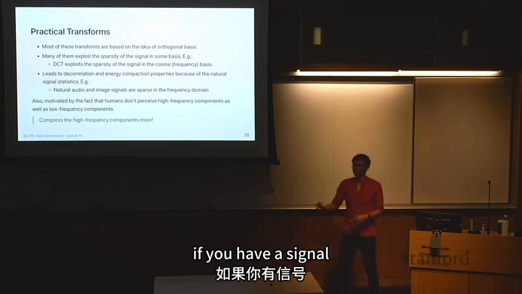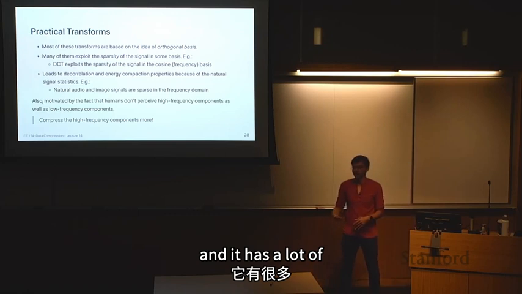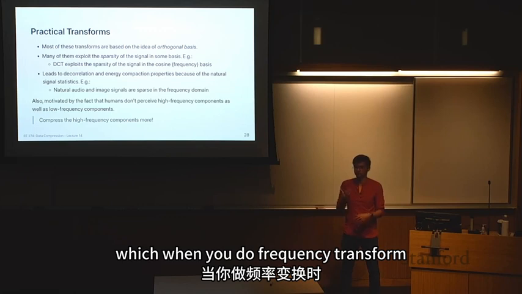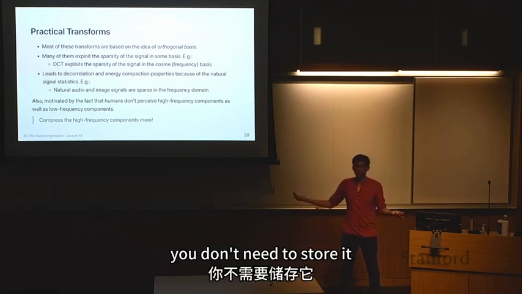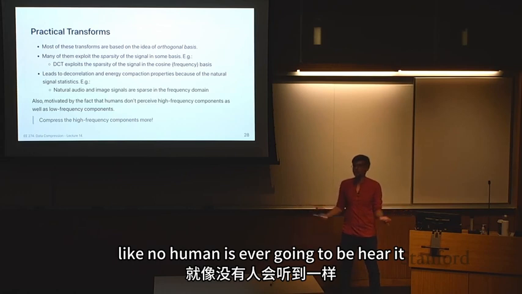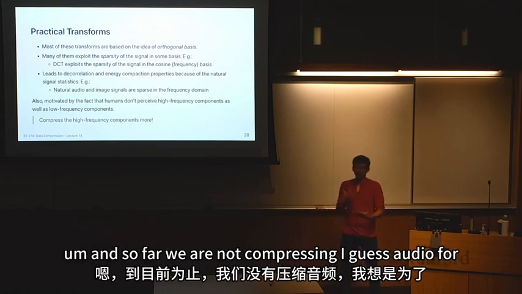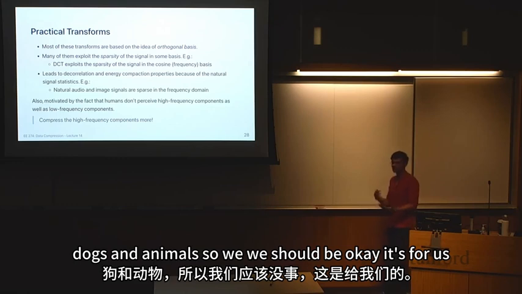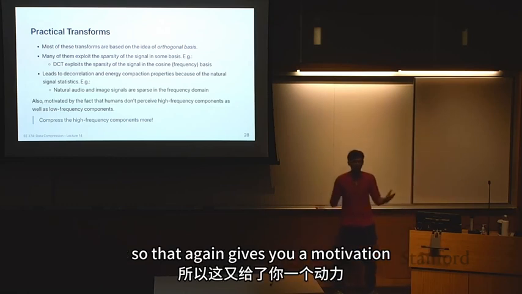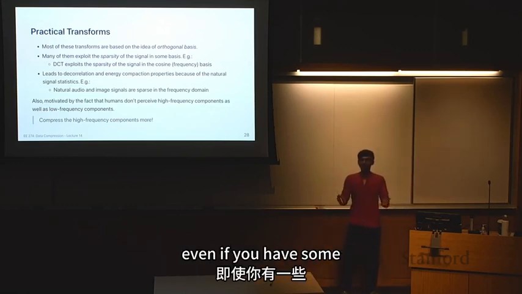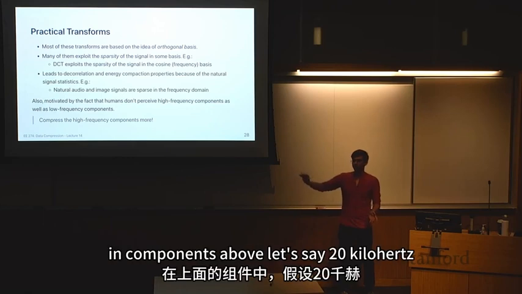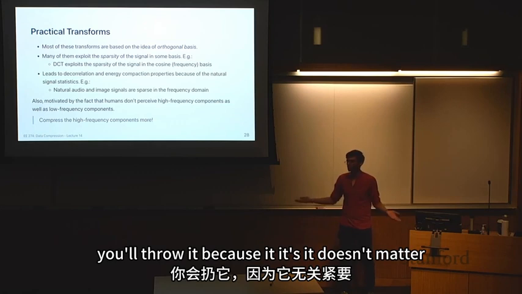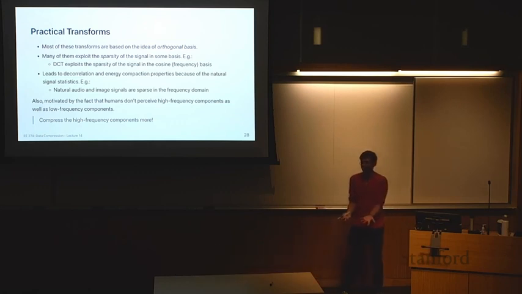So if you have a signal with a lot of components which, when you do a frequency transform, are above 20 kilohertz, you don't need to store it. No human is ever going to hear it. And so far we are not compressing audio for dogs and animals, so we should be okay. It's for us. So that again gives you a motivation. Even if you have some non-zero energy in components above 20 kilohertz, you don't want to keep it. You will throw it away because it doesn't matter in practice.